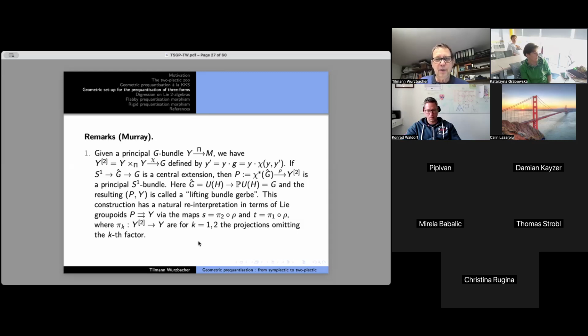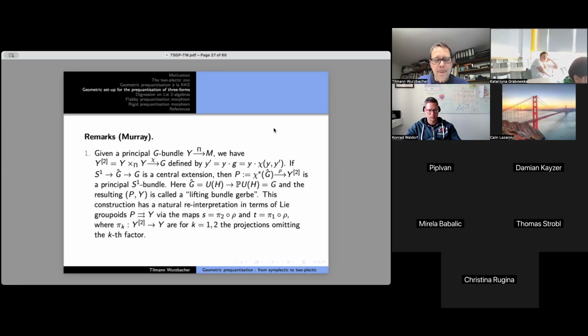So if you take y prime and y over the same point of M, there is an element of the group which from the right transports one point to the other. And this g is then unique. It depends only on y and y prime, so you can call it chi of (y prime, y). This gives a map from the second power to G.